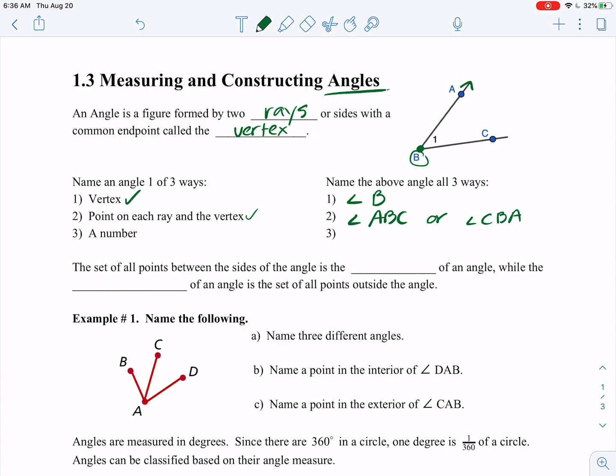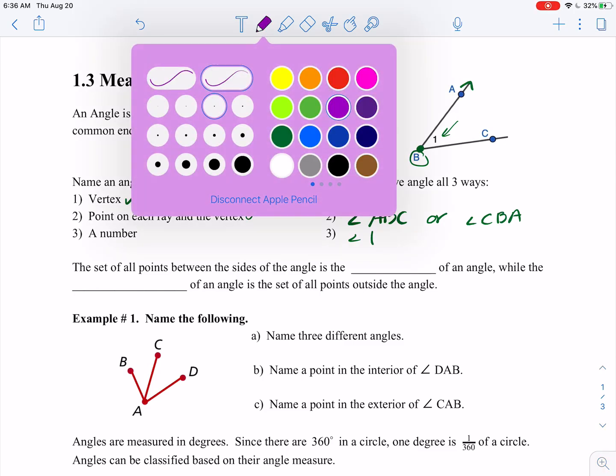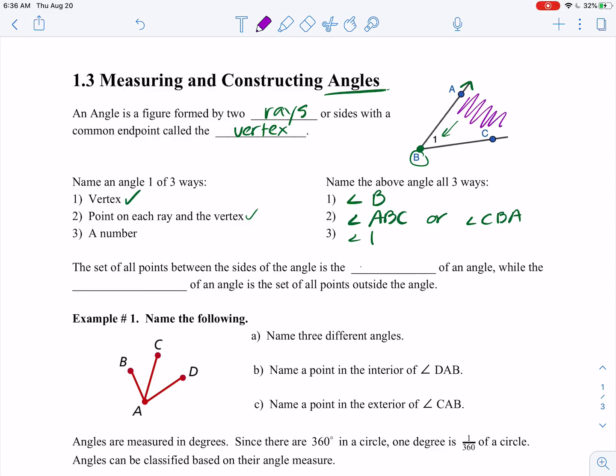This is why I was discussing with you in class that when we use three letters, we're naming an angle, not a line. And then if there is a number inside, we could use that number, angle 1. Sometimes there'll be a number located inside, sometimes there won't. The set of all the points between the sides of an angle is called the interior. So this would be the interior of an angle, while all the points that are located outside, this would be your exterior. Set of all the points outside the angle.